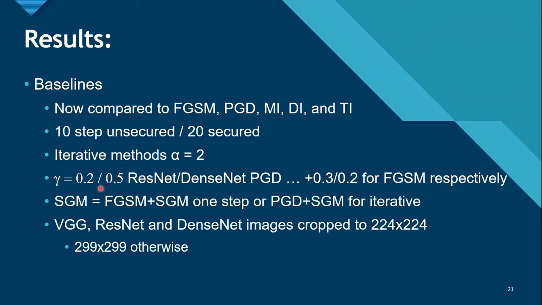From this point forward, when I say something to the effect of SGM, referring to the one step, we're really talking about FGSM plus SGM. And likewise for projected gradient descent, that would be for the iterative case. For the models where we're using VGG, ResNet, or DenseNet as the targets, the images were cropped down to 224 by 224, or for the inception-based models, they were 299 by 299.